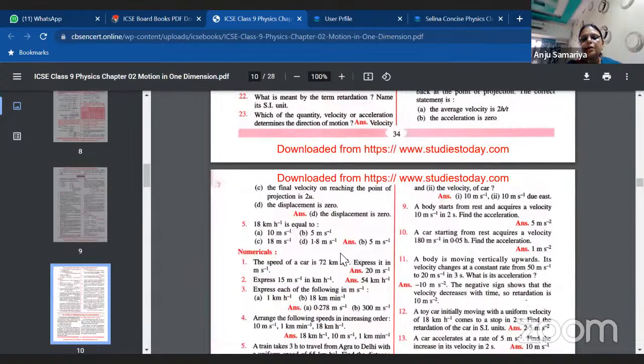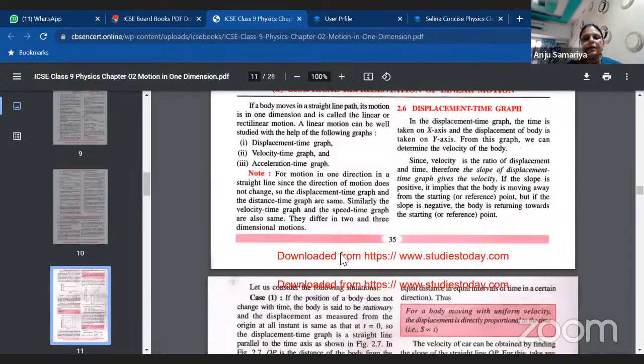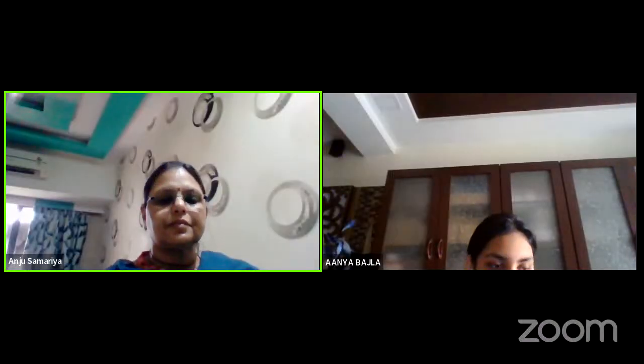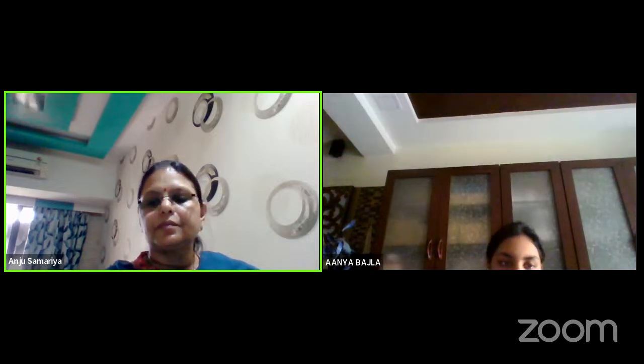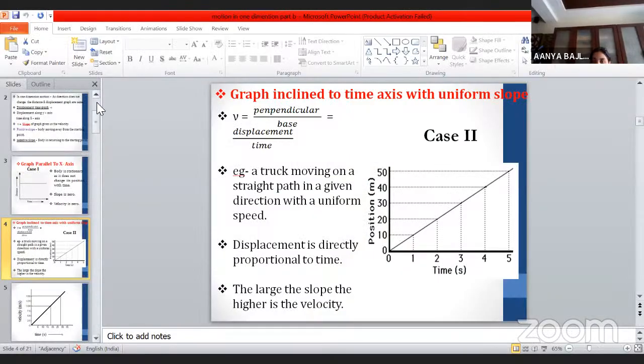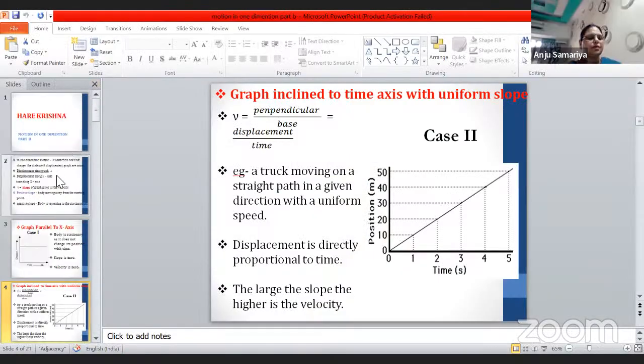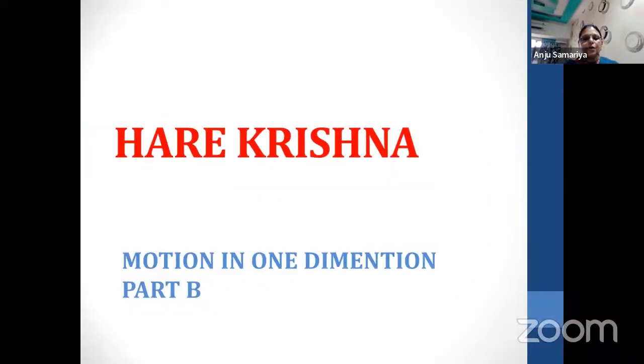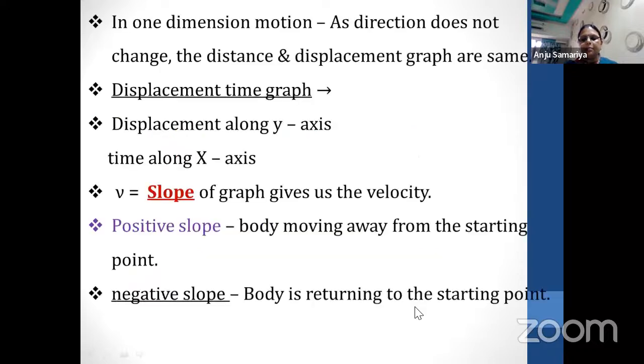Okay. So now we'll move to the second part. In the second part, acceleration time graph. Okay, fine. So then today we can complete the second part. Then it is very easy. So motion in one dimension, part B.